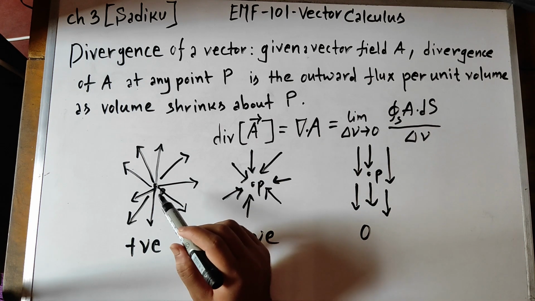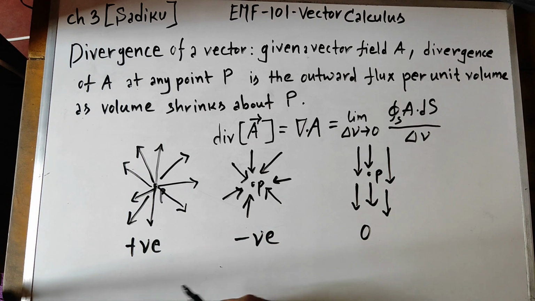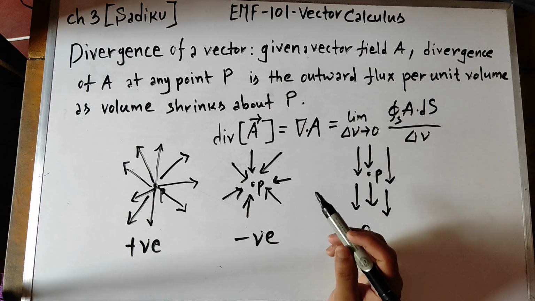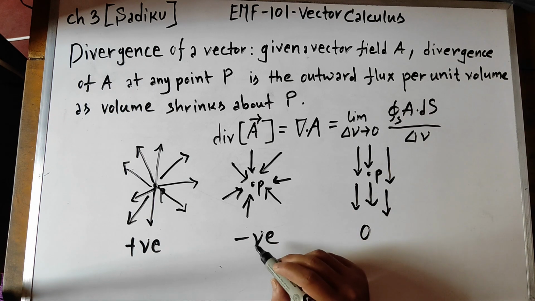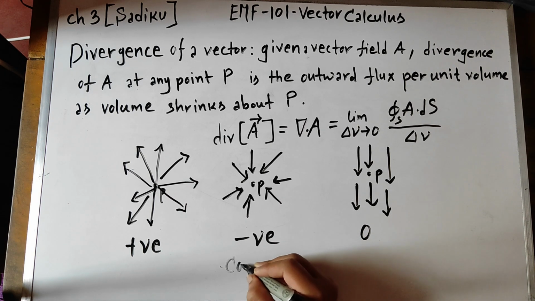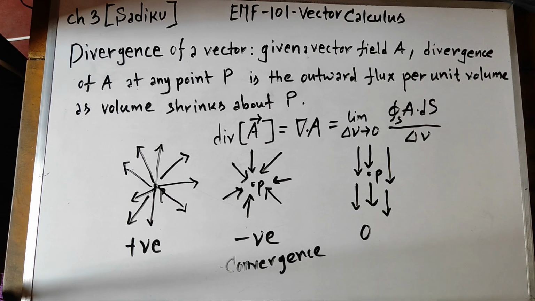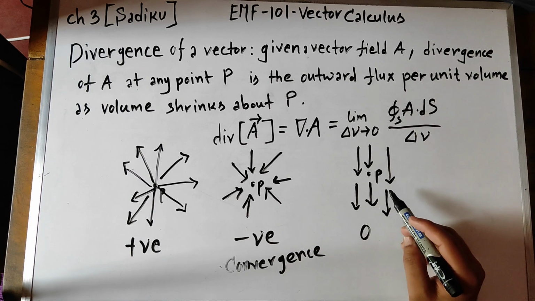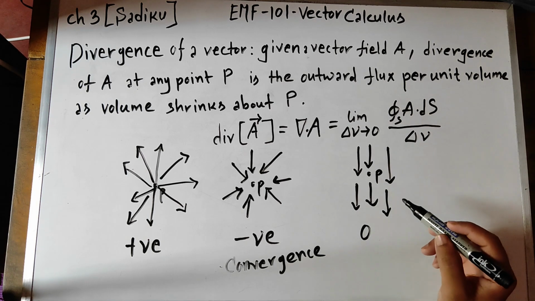This is the actual divergence, the positive divergence. If the flux is towards the point as the volume shrinks down, it is a negative divergence, or it is called convergence. This is convergence. And if there is no divergence or convergence about P, this is zero divergence.